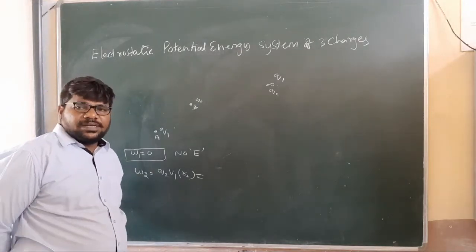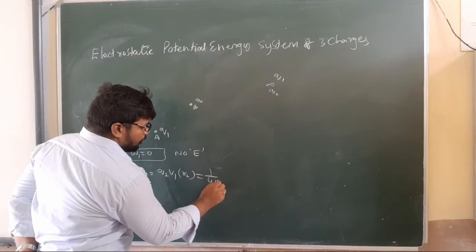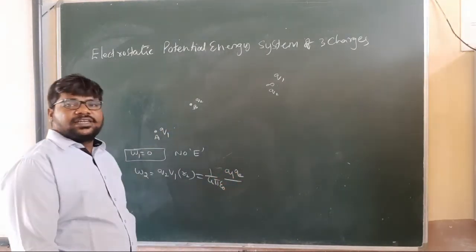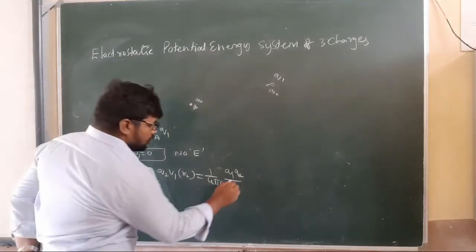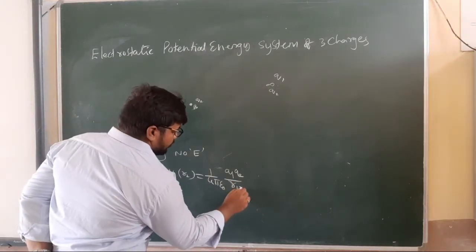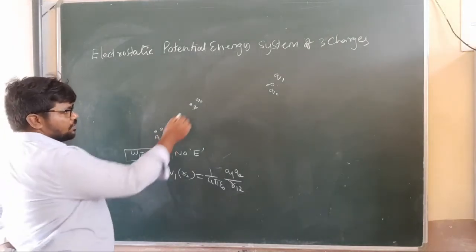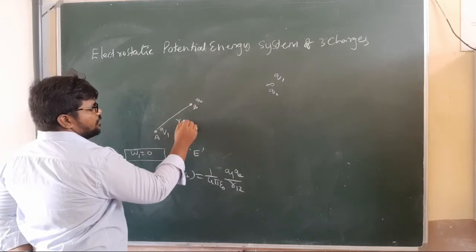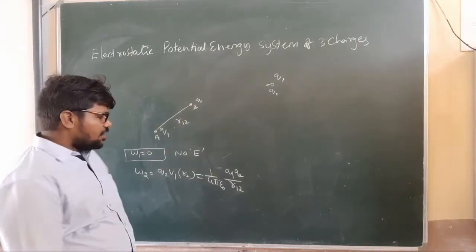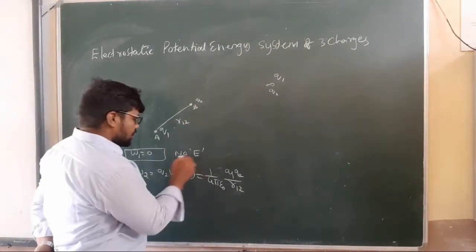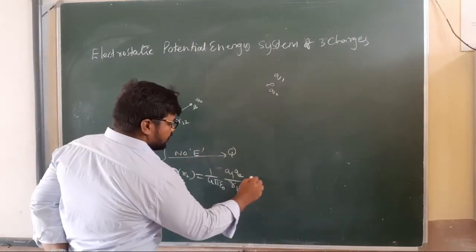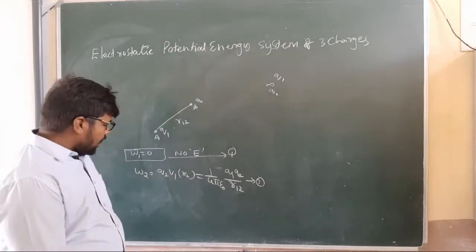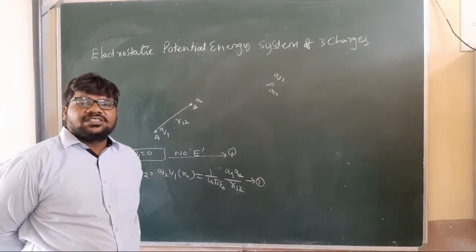So 1 by 4 pi epsilon naught, q1 q2 by r12. Is it clear? This is the amount of work done, W2. Here the distance between A and B is r12. This is equation 1 and this is equation 2, my children. Is it clear?